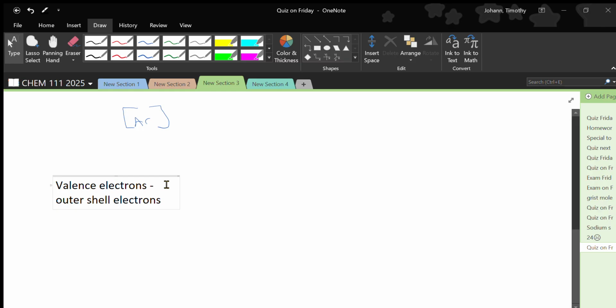But we're going to switch our terminology now. Valence electrons means outer shell electrons. And moving forward, I'm going to switch to saying valence electrons.